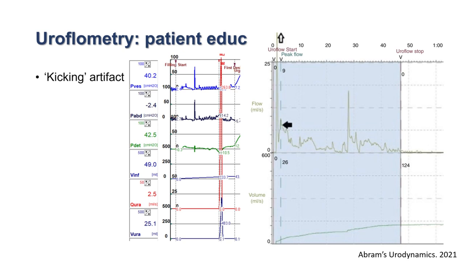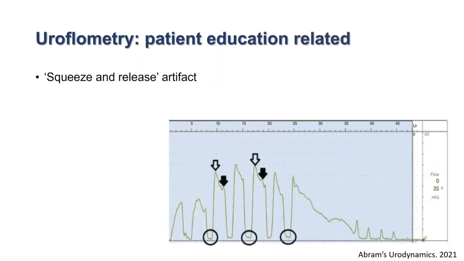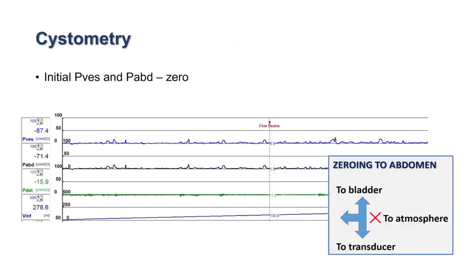There can be kicking artifacts. All of us have seen that while recording the uroflow, the patient touches the transducer, and then there is a large sharp peak. Most software will have a provision for cutting it off during interpretation. There can also be squeezing and releasing artifacts. In many patients with BPH, it is common to find that they squeeze their penis so that the urethra is filled, and then release it to feel more confident about the flow of urine.